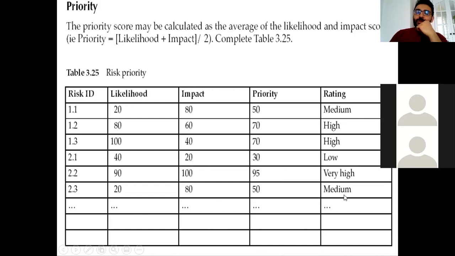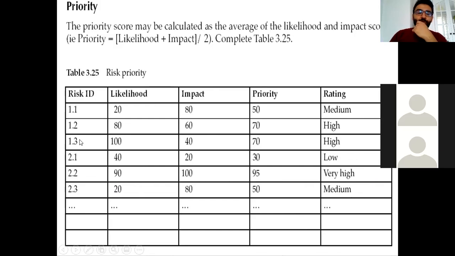So when you look at that risk priority table, you can see which risks are more important for you, which ones you need to take some precautions against. For example, 2.2 is very high. It's a very important one. You should really focus on that. Its likelihood is very high and the impact is very high, so you need to somehow solve this risk problem.